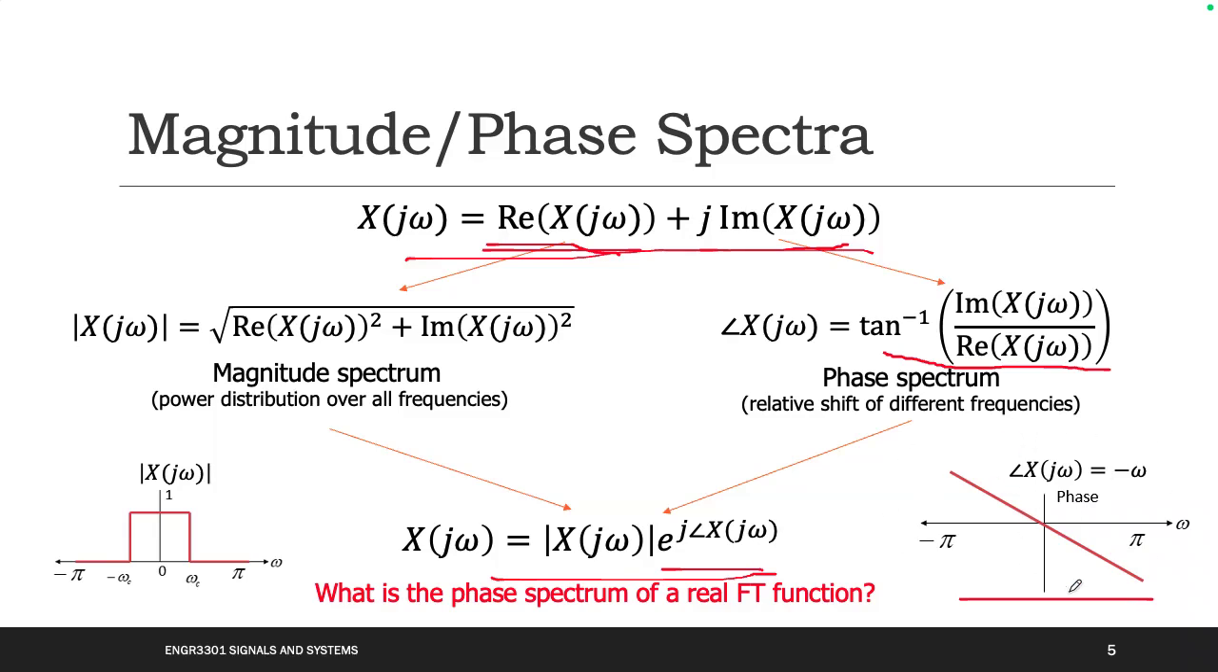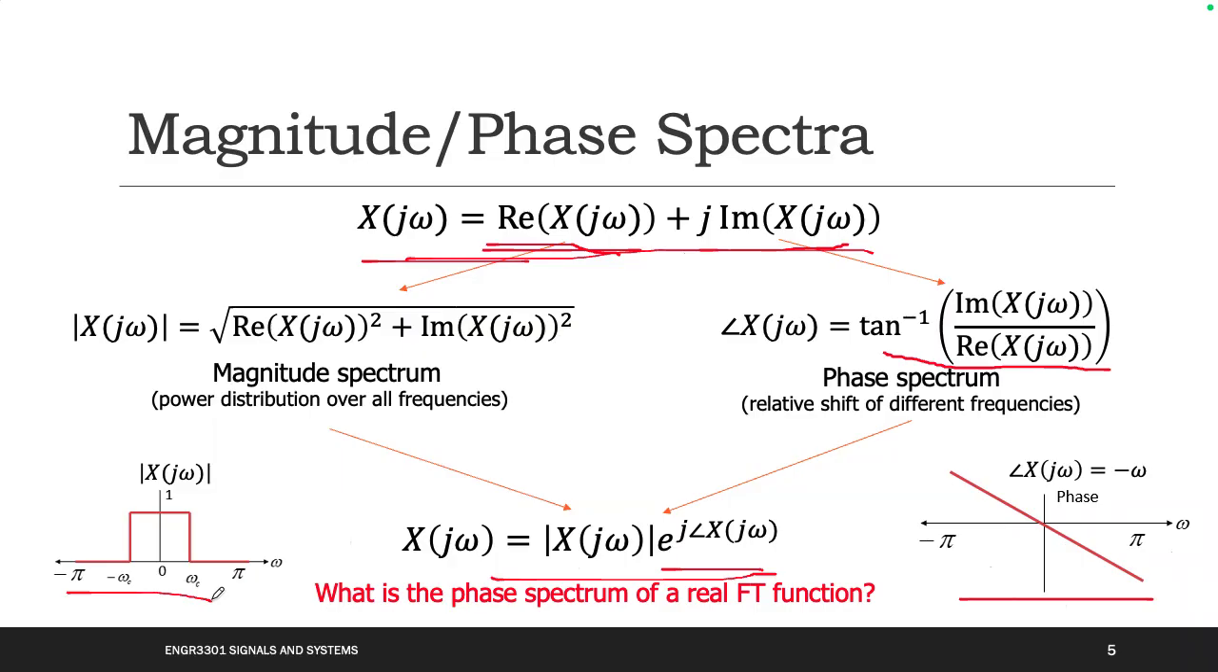This is just a phase spectrum, and this is the FT coefficient for the real signal. And what is this function? Actually, it's an odd function. That makes sense to you? This one is an odd function, and the magnitude is an even function. That makes sense to you? Any questions so far?